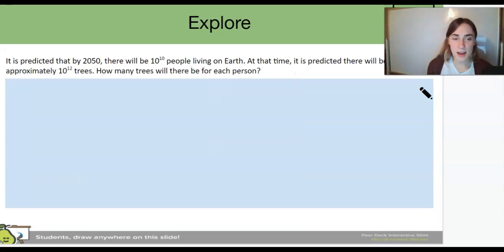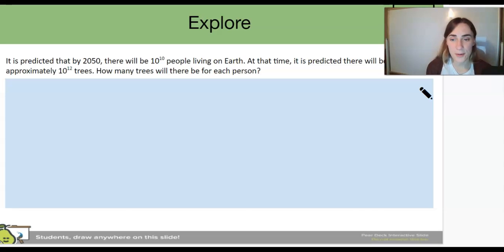So now that you've had some time to work on slide D and come up with your answer to those 3 questions, you're going to attack this problem on slide E, and I'm going to read it aloud for you while you read along first. So it is predicted that by 2050, there will be 10 to the 10th power people living on Earth. At that time, it is predicted there will be approximately 10 to the 12th power trees. How many trees will there be for each person?